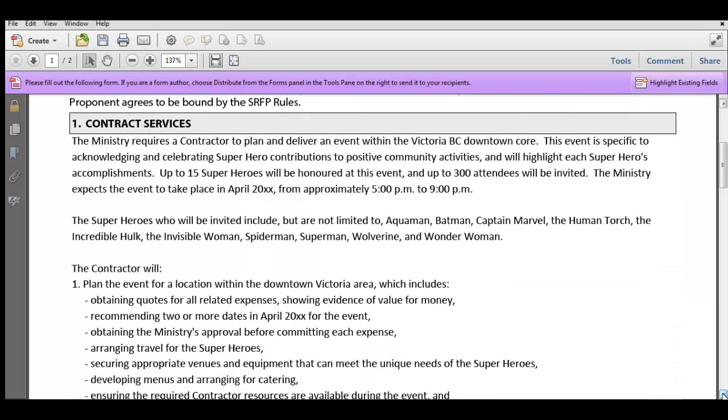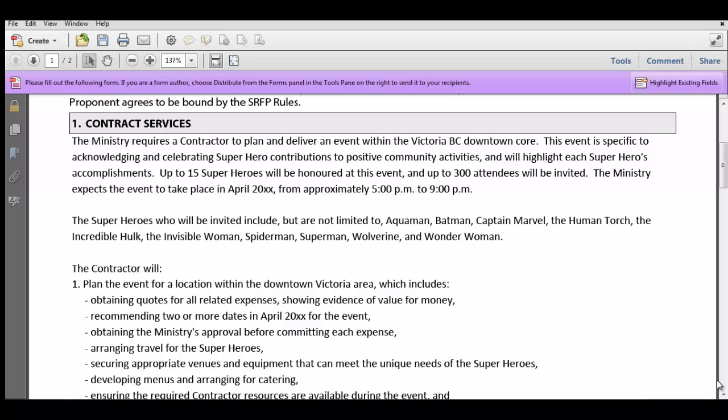Section 1 is going to explain exactly what it is that the ministry is looking for the contractor to do. The first paragraph starts with a blanket statement, a very basic overview of what those services are. In this case, we need a contractor to plan and deliver an event within the Victoria, BC downtown core. Now, I'm not going to go through every word or detail in this section because, as we know, this is a sample SRFP. It's for services that the province would never actually go to SRFP for. But there are parts of this section that we need to talk about.